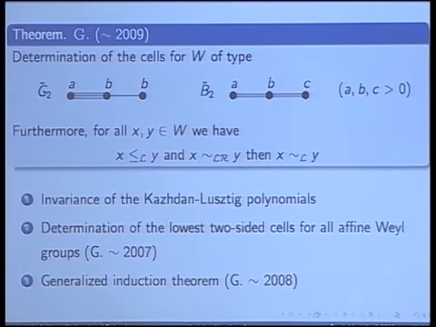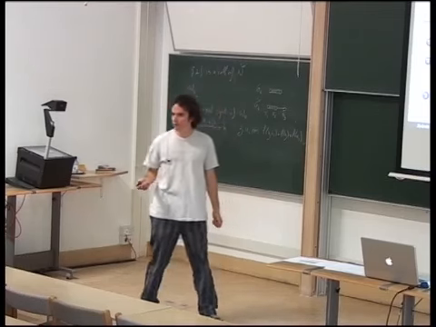And the other thing I've used is the determination of the lowest two-sided cells for all affine Weyl groups. And this is quite handy because the lowest two-sided cell, if I have time, I'll give a word about that afterwards, is the biggest one. It contains nearly all the elements, so you find already plenty of left cells.